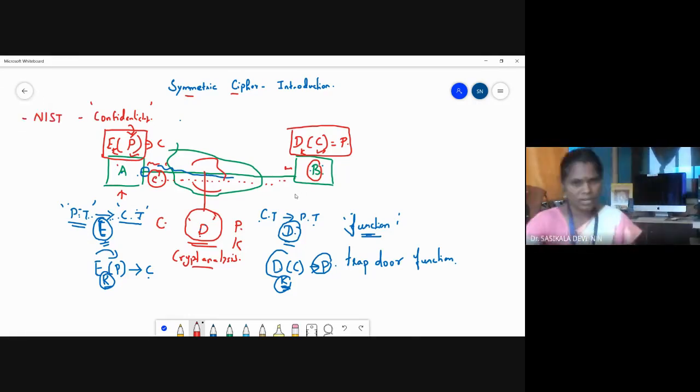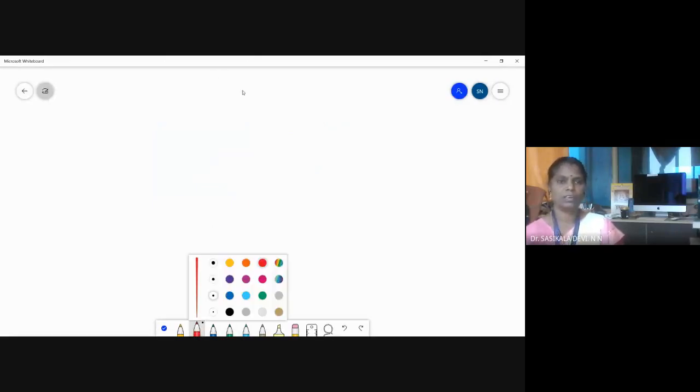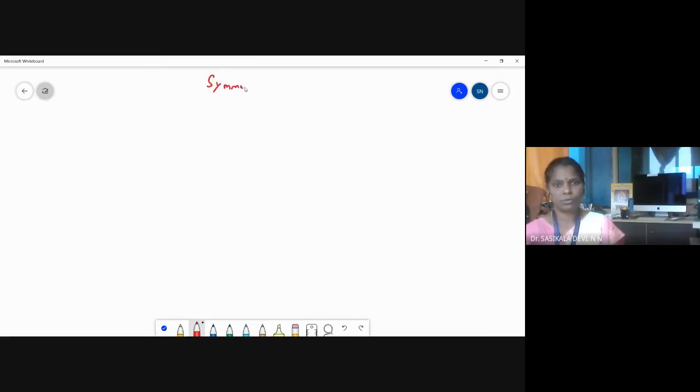Now, before getting into the classical ciphers, some more basic terminologies are required. When you design a symmetric cipher, some basic characteristics need to be explained. What is a crypto system? The encryption algorithm and decryption algorithm together are known as a crypto system. One basic property is the product cipher. What is the product cipher? Product cipher is a characteristic of a symmetric crypto system.